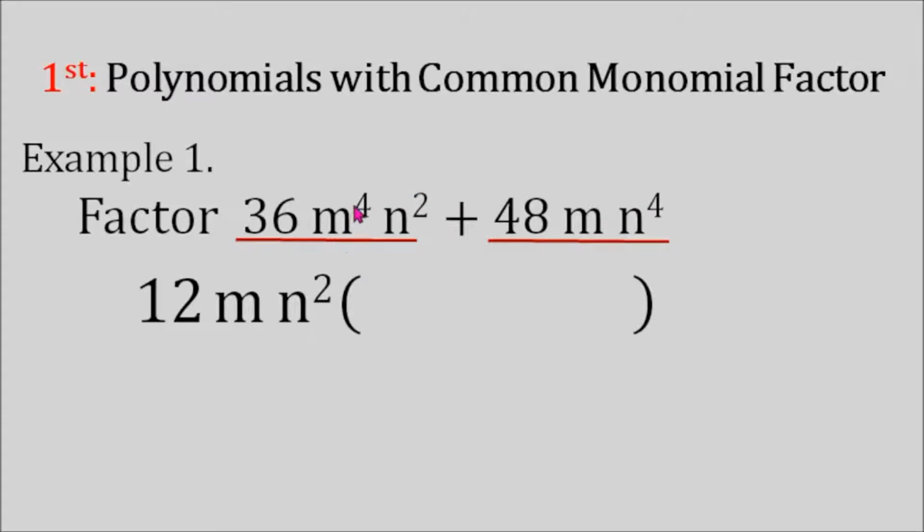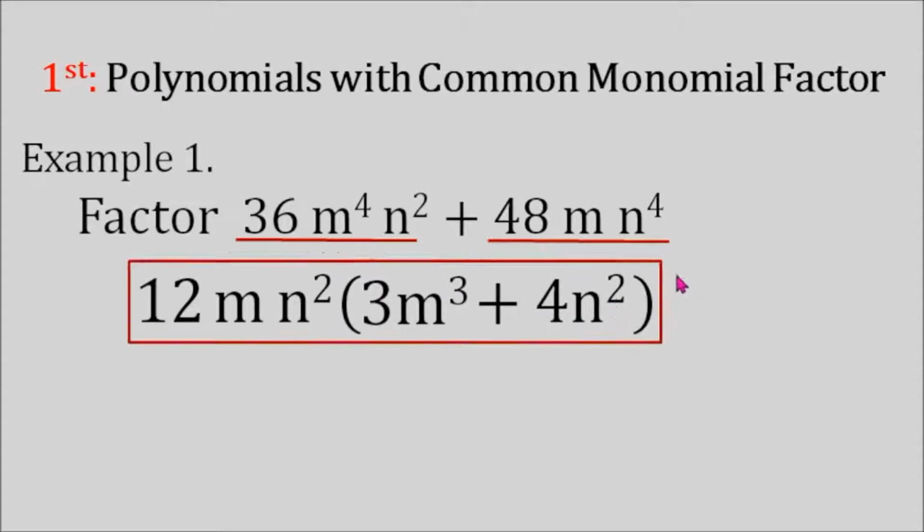36m to the power of 4 n squared divided by 12mn squared equals 3m cubed. And 48mn to the power of 4 divided by 12mn squared equals 4n squared. So these are the factors: 12mn squared times the quantity 3m cubed plus 4n squared.